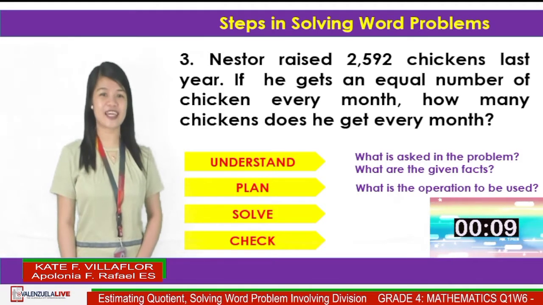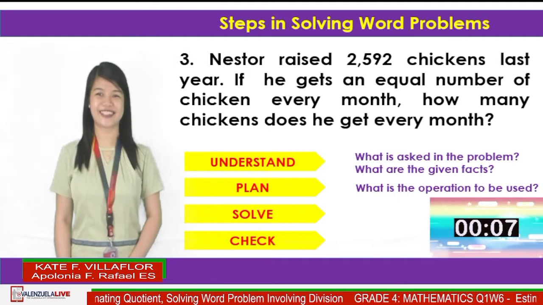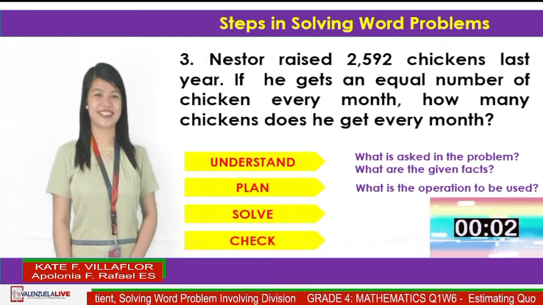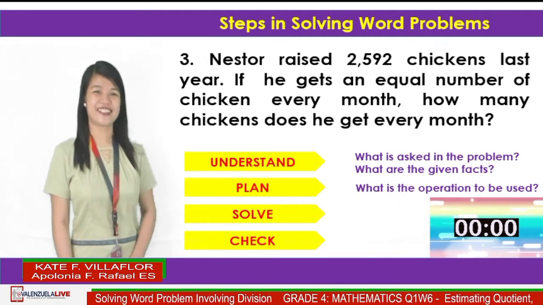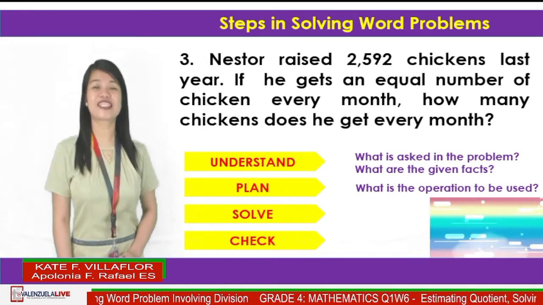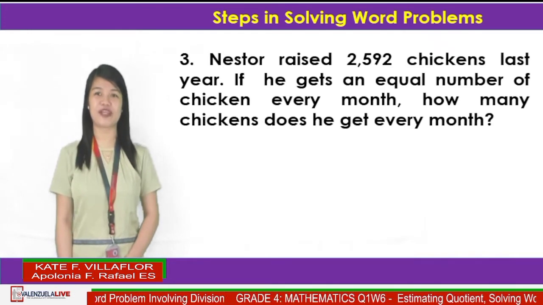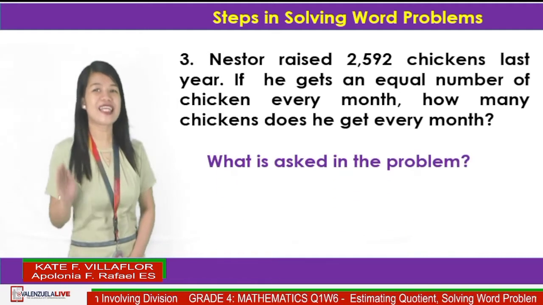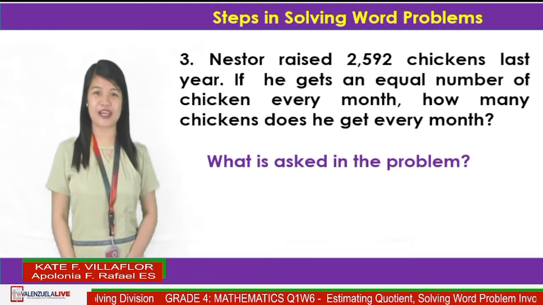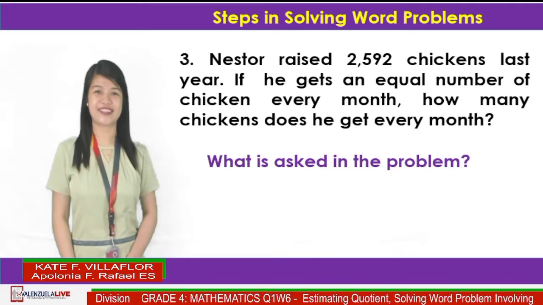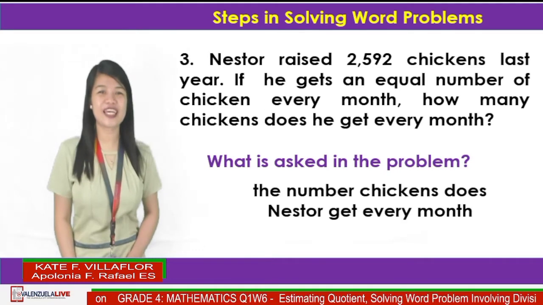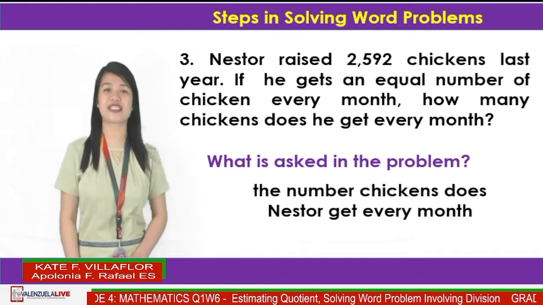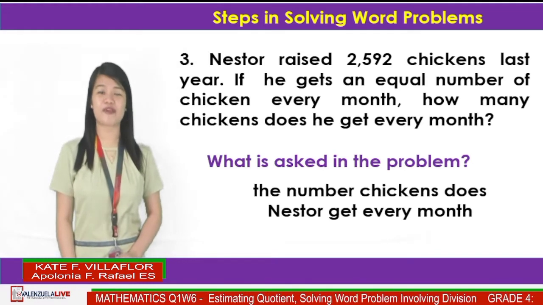Last 10 seconds. Okay, time's up. Let's check your answer, grade 4 pupils. Okay, what is your answer? What is asked in the problem? Okay, great job. The answer is the number of chickens Nestor gets every month.